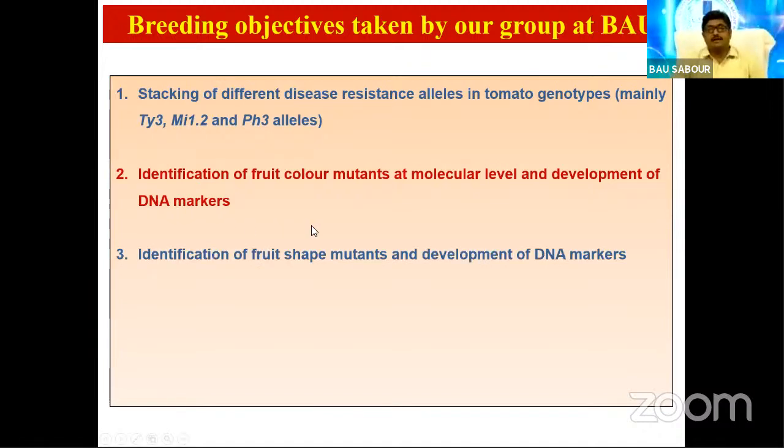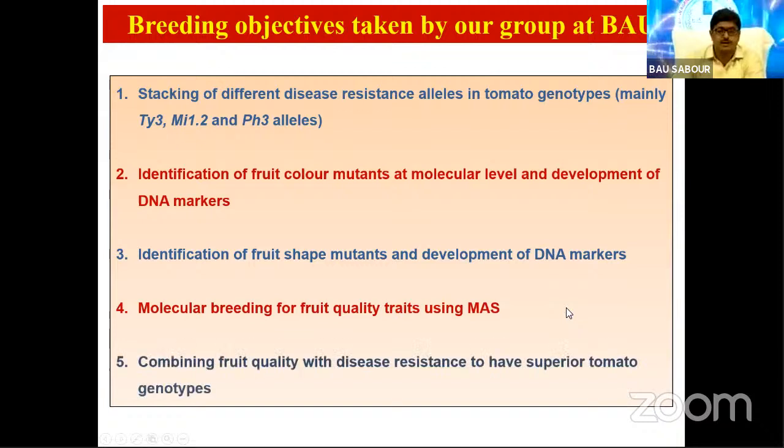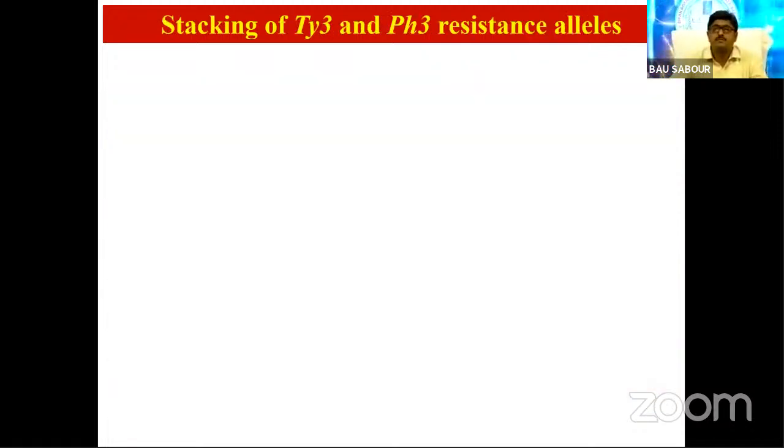The third one is identification of fruit shape mutants and development of DNA markers. This is particularly for developing firm fruited lines with good processing attributes. The fourth one is molecular breeding for fruit quality traits using marker assisted selection, and ultimately combining the fruit quality with disease resistance alleles to get superior tomato genotypes.